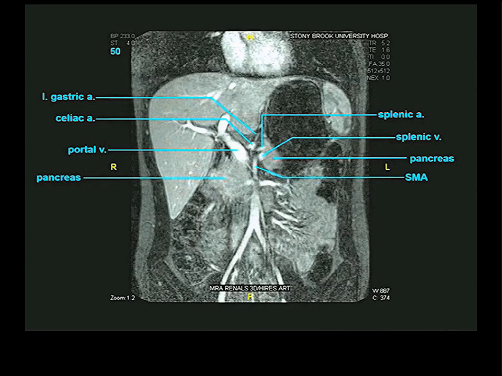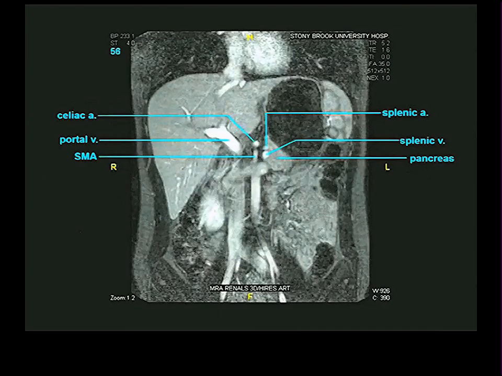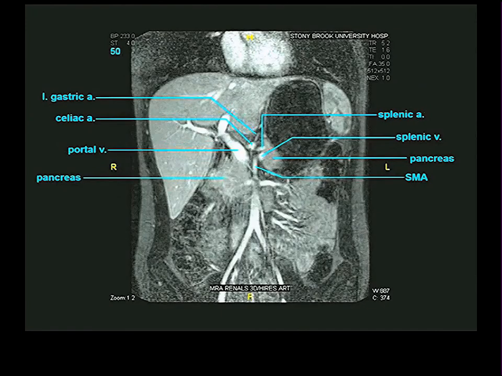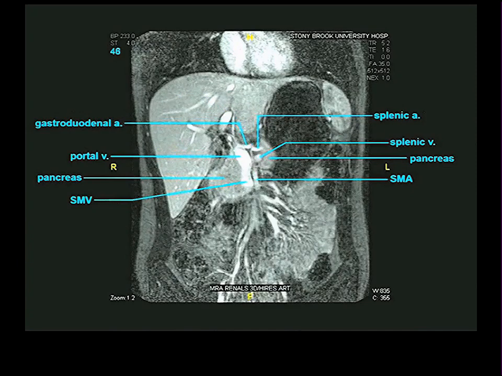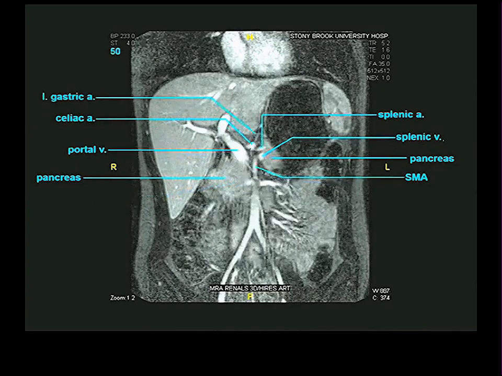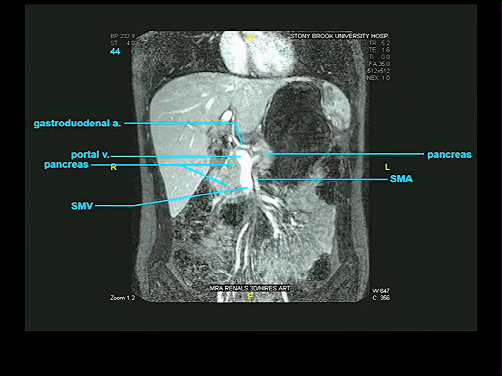And then here's the head of the pancreas, which overlies the inferior vena cava. If I go backwards, here's the aorta, inferior vena cava. The head of the pancreas overlies the inferior vena cava. Here's the head of the pancreas. That's where the SMV is coming. Here's the uncinate process of the pancreas, tucked in right there behind the SMV. Splenic vein is joining SMV to form portal.